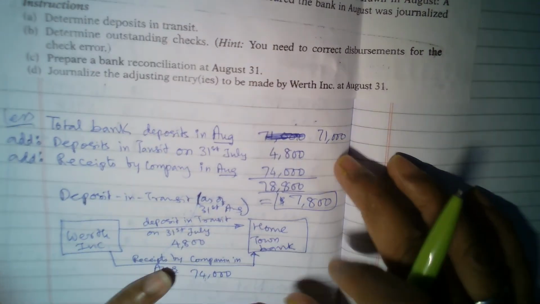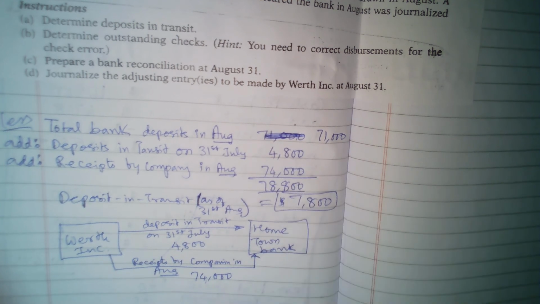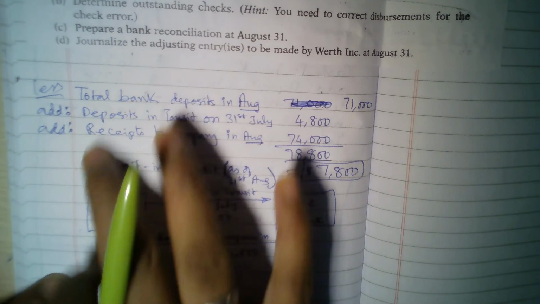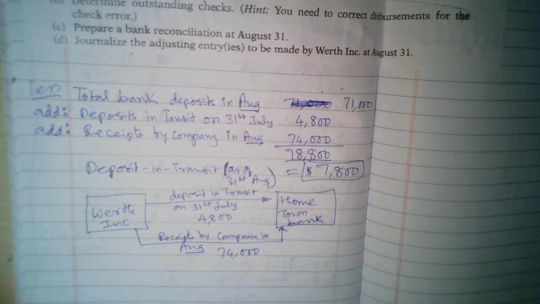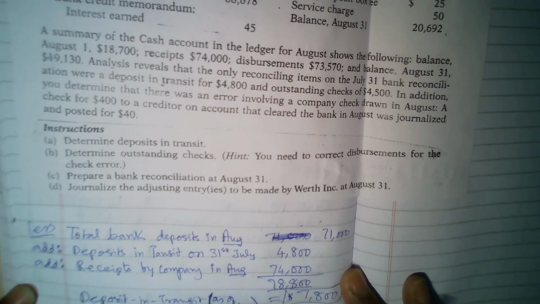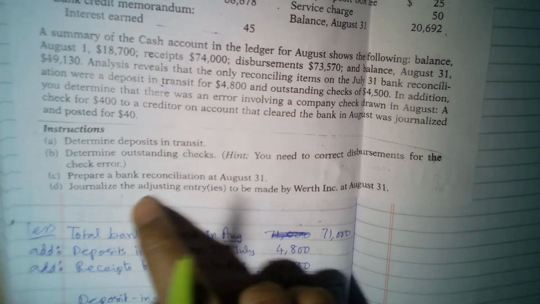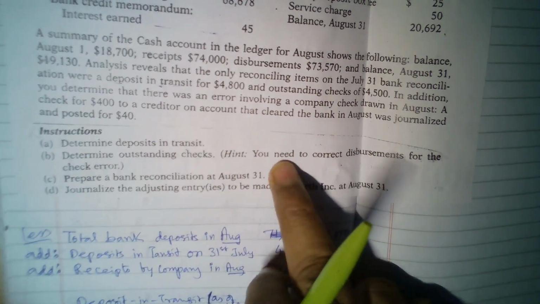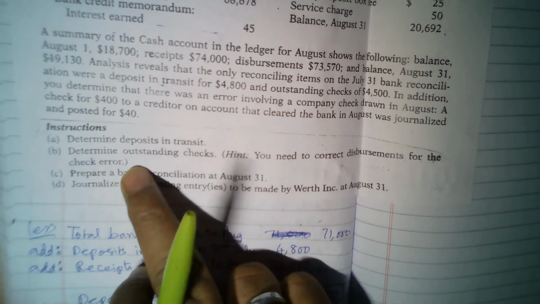This is a little bit of a conceptual thing, you need to understand this. You can pause the video, look at the solution and the diagram, and try to understand how it comes. So we finished the first one. Now the second one: determine the outstanding checks, and a hint is given. You need to correct the disbursement for the check error.